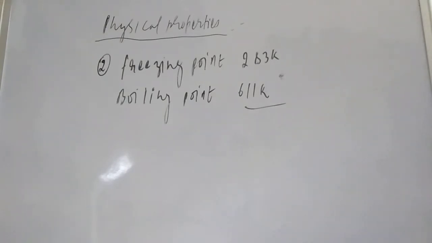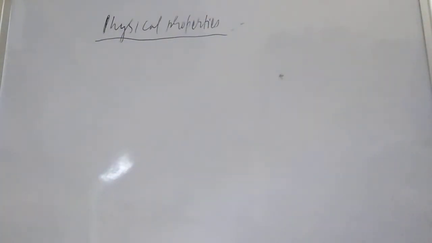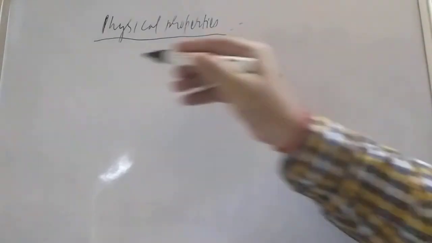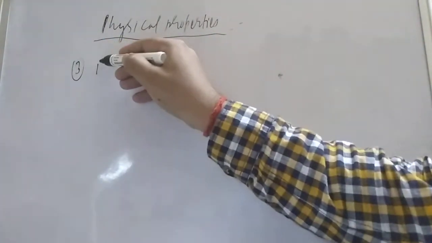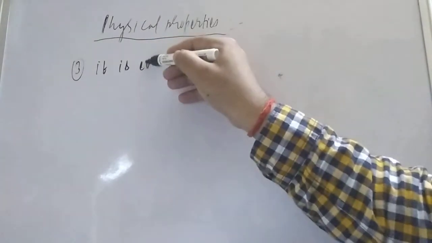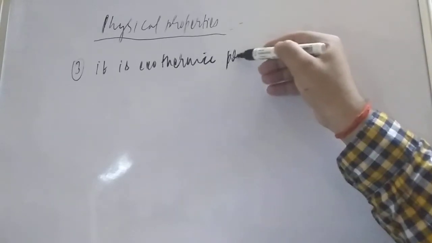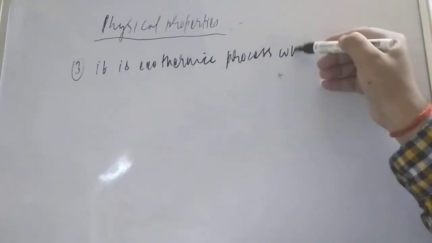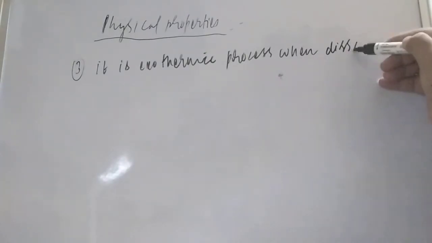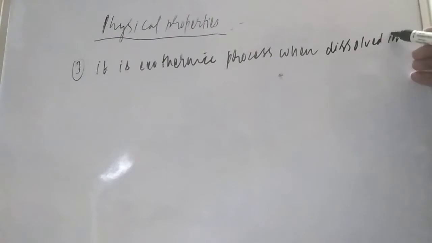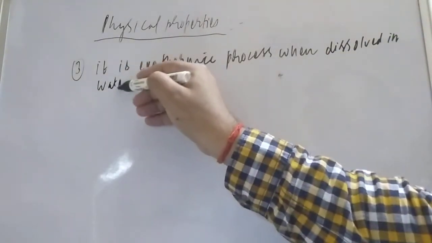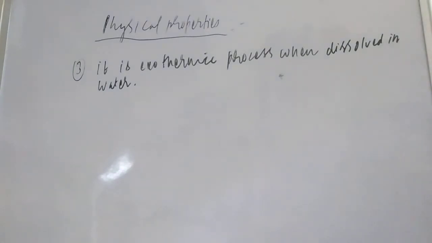Now let us move to the other point also, student. In this process, what is happening? In the dissolution process, a huge amount of heat evolves. So the third one is that it is an exothermic process when dissolved in water. Dissolve in what, student? Dissolve in water. It is an exothermic process when dissolved in water.